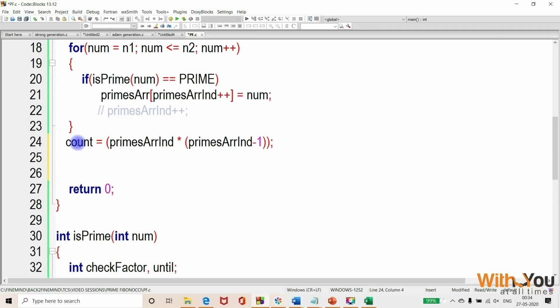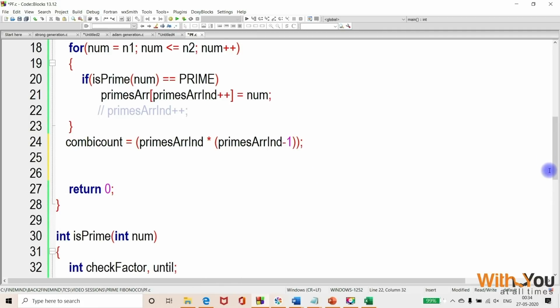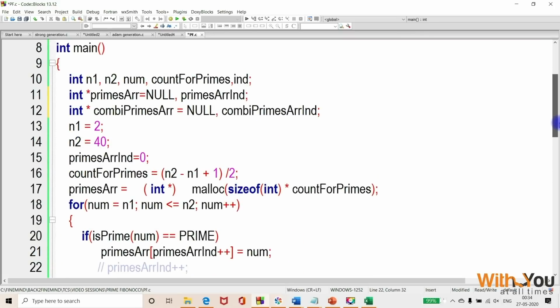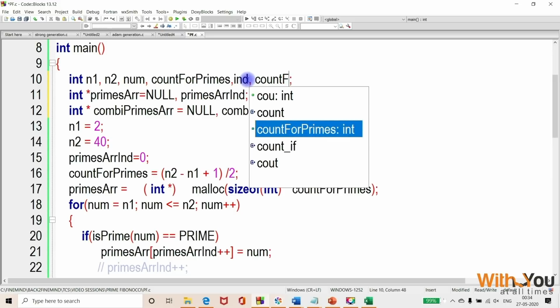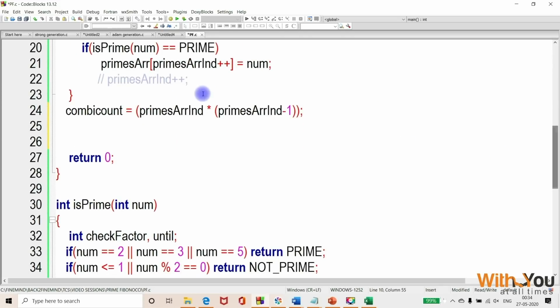If you want, you can have one called combi count. Fine, no problems, perfectly alright. If you feel, hey Sridhar, we will use the count for that and for this, fine. Count for primes. So count for combi. Count for combi. So that it makes it look good. Okay, keep it, no issues. Count for combi.